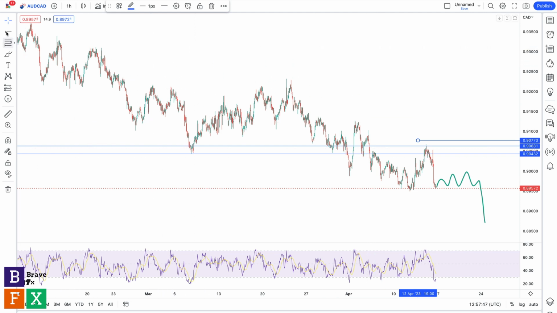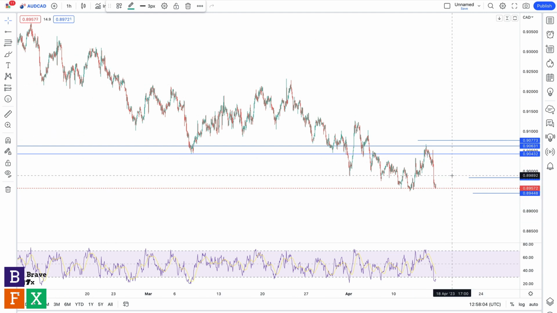But if we wait for a consolidation like this before a breakout, your entry is going to be at the breakout and your stop loss is just going to be above the consolidation that leads to the breakout. So this gives you a tighter risk to reward ratio when entering these kinds of trades. Alternatively, you could wait for price.